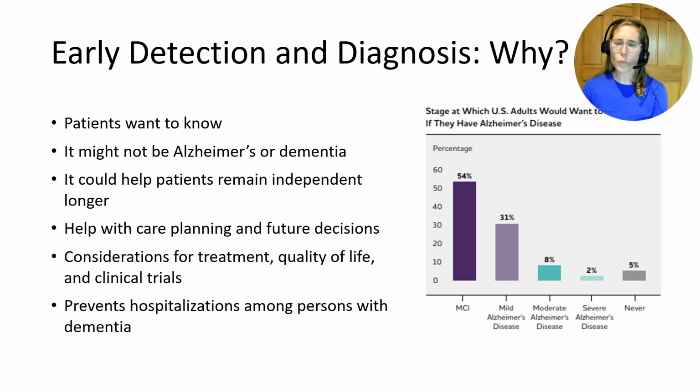It's known to help with care planning and future decision making, and provides patients and family members with a lot of considerations for potential treatments and increased quality of life. It opens up the doors for conversations to participate in clinical trials, which they wouldn't have had otherwise if they didn't have the diagnosis, and is known to prevent hospitalizations among persons with dementia.